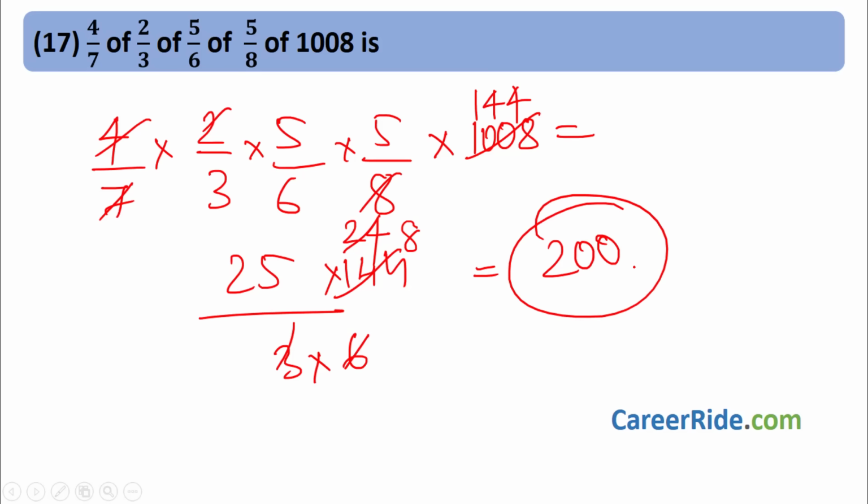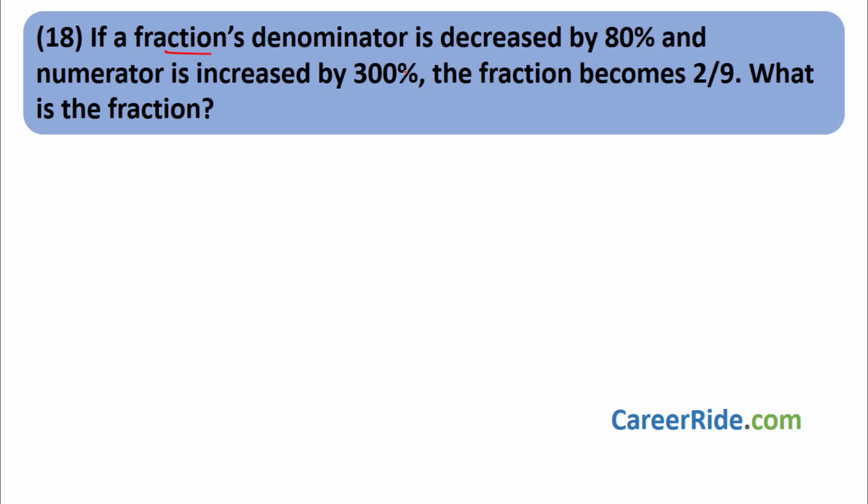Moving to question number 18. If a fraction's denominator is decreased by 80% and numerator is increased by 300%, the fraction becomes 2 by 9. What is the fraction? Let us assume the fraction be a upon b. What is the numerator? A. What is the denominator? B.